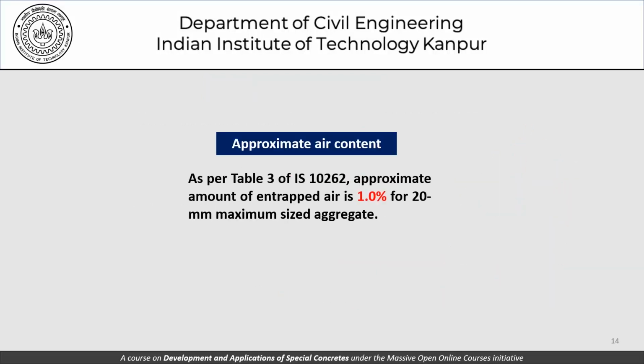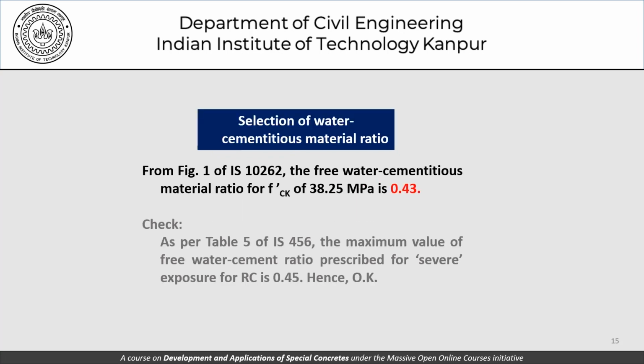Then we go back to figure out the approximate air content that we want to assume, and as per Table 3 of IS 10262, the approximate entrapped air for a 20 mm size aggregate is 1%. So we know that 10 liters out of the 1000 liters will be gone as far as air is concerned.